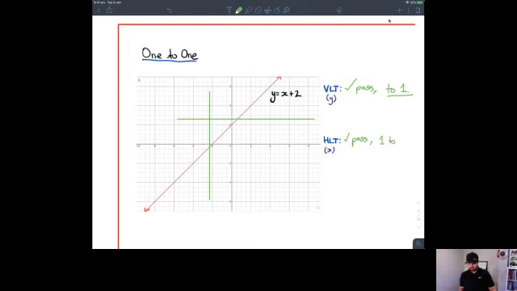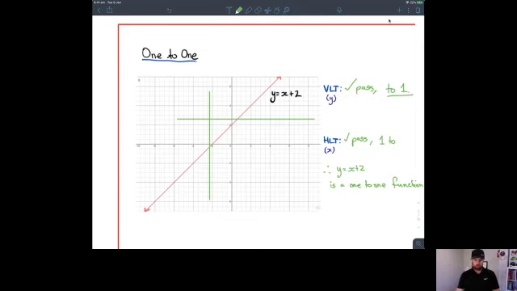So what we can see here is the vertical line test passed, so it gave us a 2, 1. The horizontal line test passed, so it gave us a 1, 2. Therefore, y equals x plus 2 is a 1, 2, 1 function. I know it's a function because the horizontal line and vertical line tests both passed.